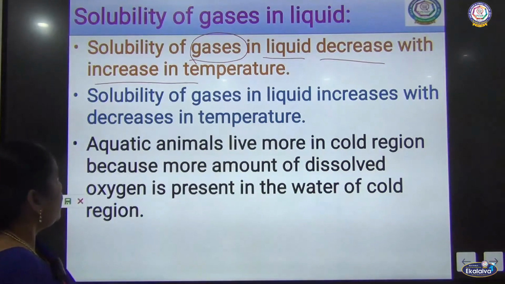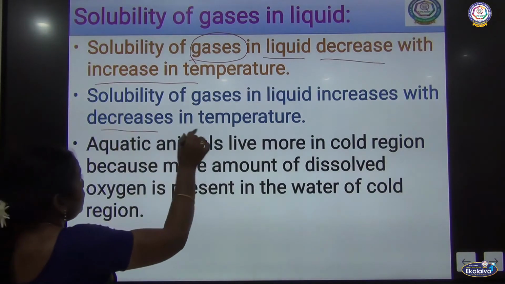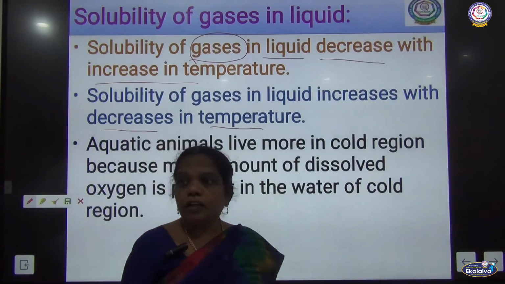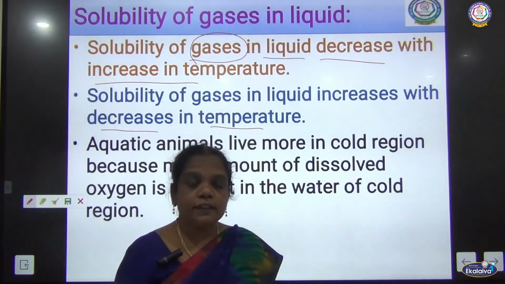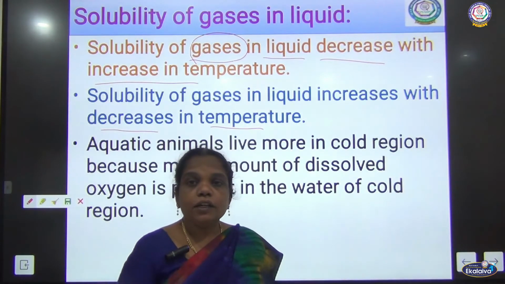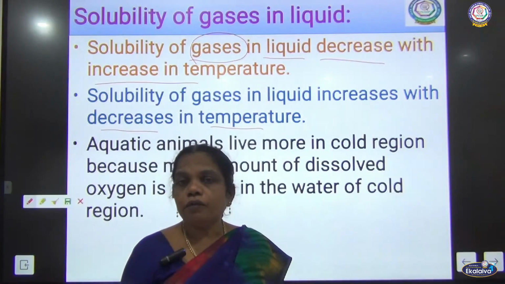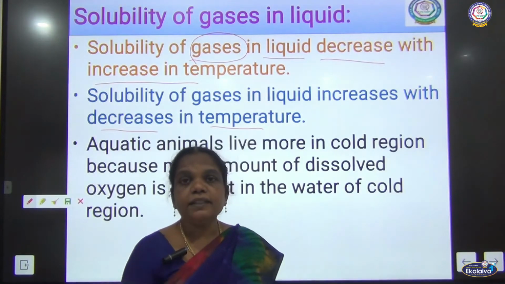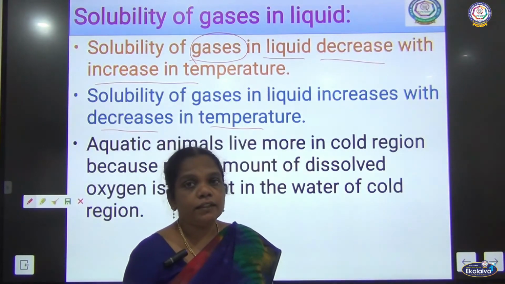So you can see the example: the solubility of gas in liquid increases with decrease in temperature, as in aquatic animals. Or while you are boiling water, the air bubbles are rising upward. What is that? While increasing the temperature, what happened? The dissolved oxygen in water is coming out in the form of bubbles. So that shows the solubility of gas in liquid decreases with increase in temperature.